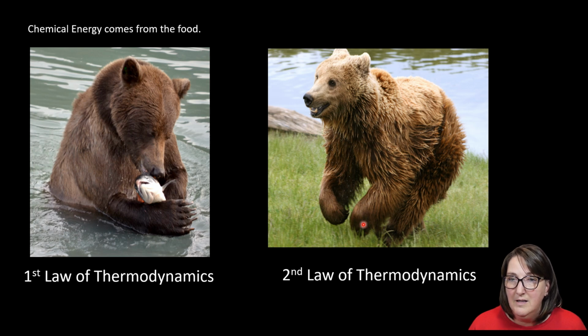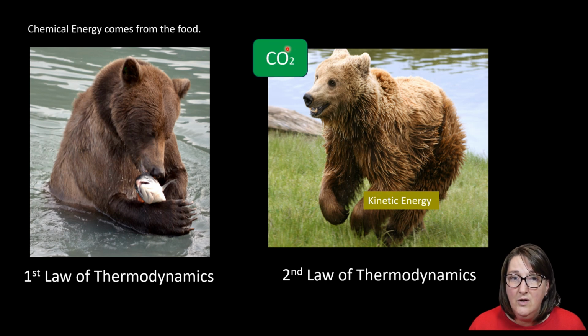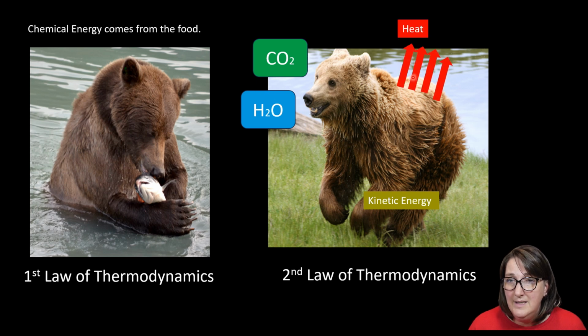So the bear is very structured, it's very organized, and the only way that this bear can stay structured and organized is to pay that entropy tax, pay that chaos tax of creating more disorder in our universe. And the way the bear can create more disorder in our universe is to release energy as kinetic energy. It's going to release carbon dioxide. It's going to release water. Its body is going to release heat.